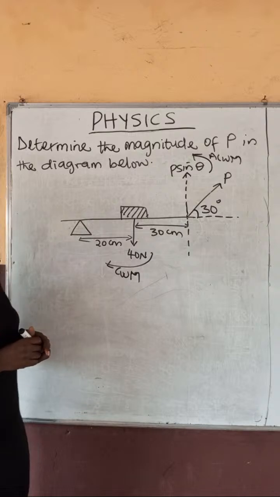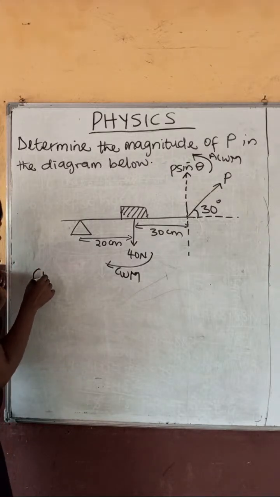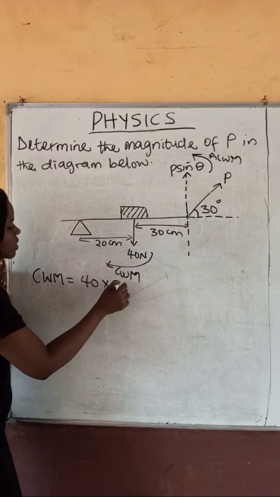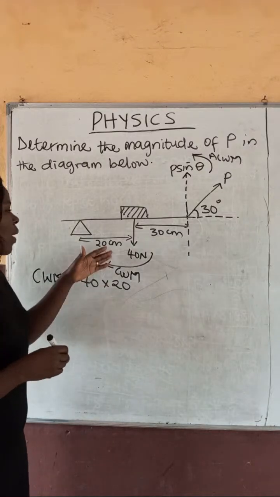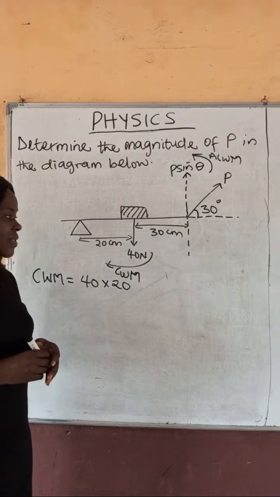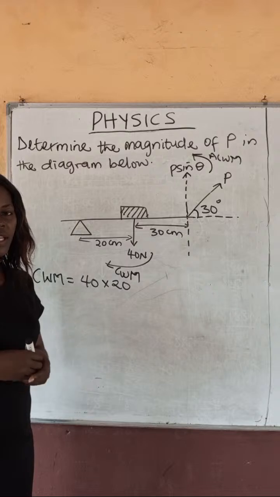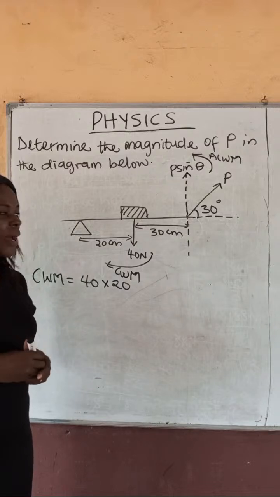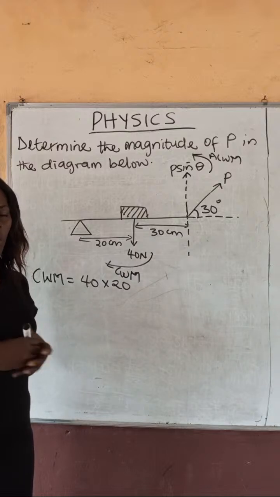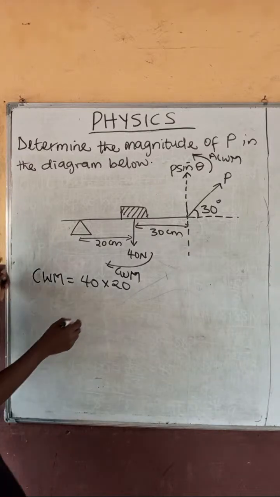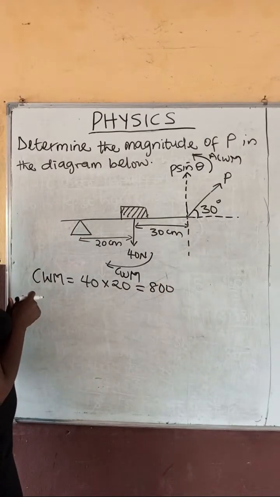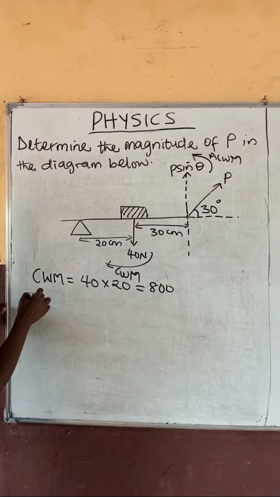So with that being said, our clockwise moment is equal to 40 times 20. Remember, you'll be like, why are we not converting this centimeter to meter? I choose not to convert because they have the same units. It's going to cancel out at the end of the day. But in a situation whereby they have different units, you're going to convert it and make sure it has the same unit before you start your calculation. Now this is going to give me 800.